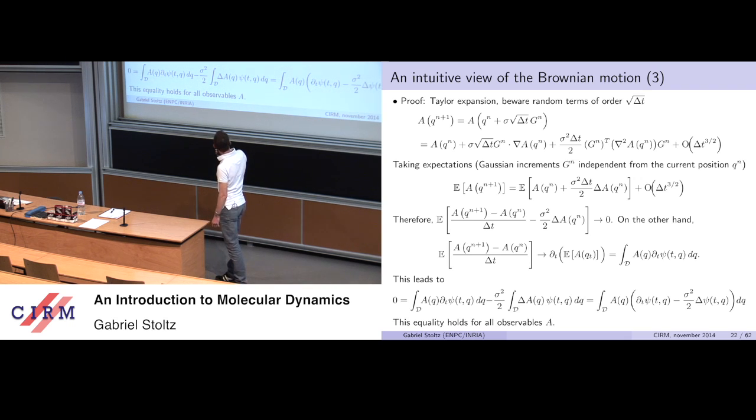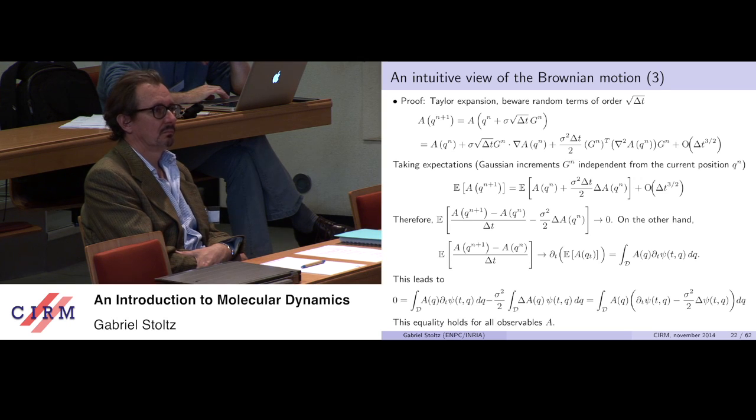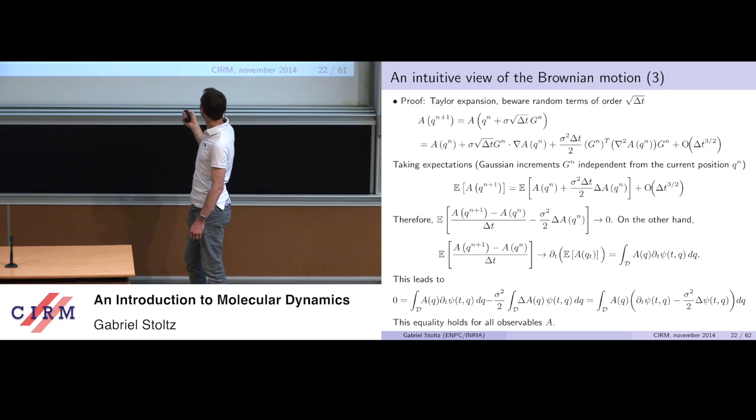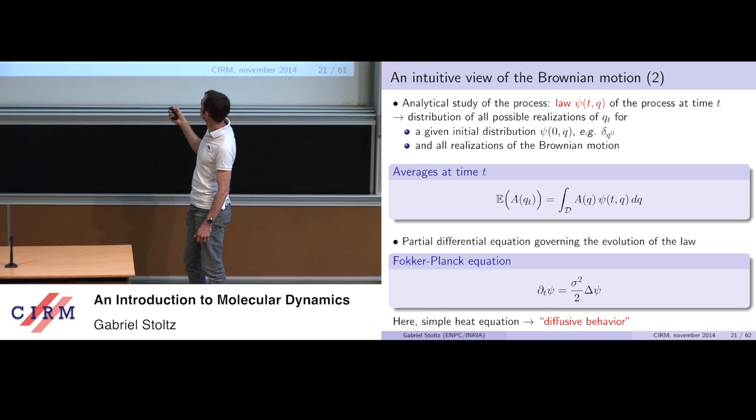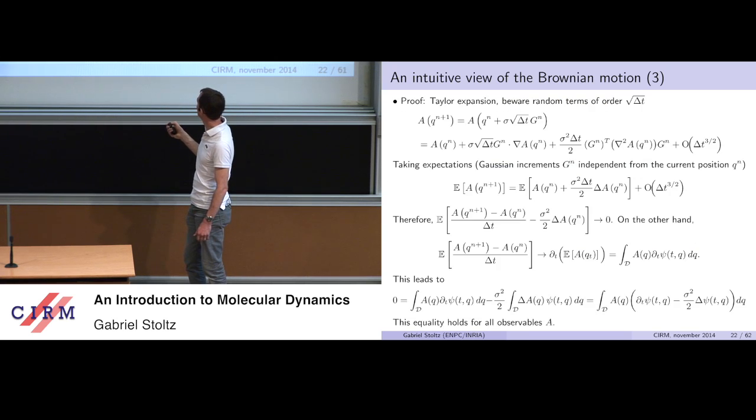So you have that. Now you rewrite this equality as this one. You see that the expectation of this quantity goes to 0 as delta t goes to 0. Here this term, you can really rewrite it like that as the average of the Laplacian of A. And this term, as delta t goes to 0, you will believe me, I guess, converges under reasonable assumptions to the time derivative of the expectation at time t, which is this quantity, because we've seen in the previous slide that the expectation at time t is the average of A(q) with respect to the probability distribution.